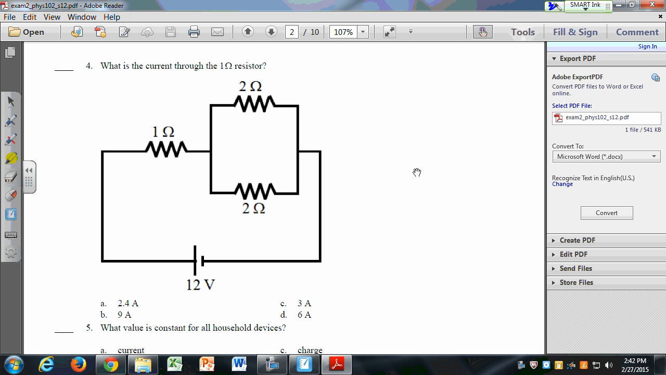I have a question on current. Say those 2 resistors in parallel. What if the top one was 3 ohms and the bottom was 2? Would that affect the current? Yeah, it would affect it. You would get more current.